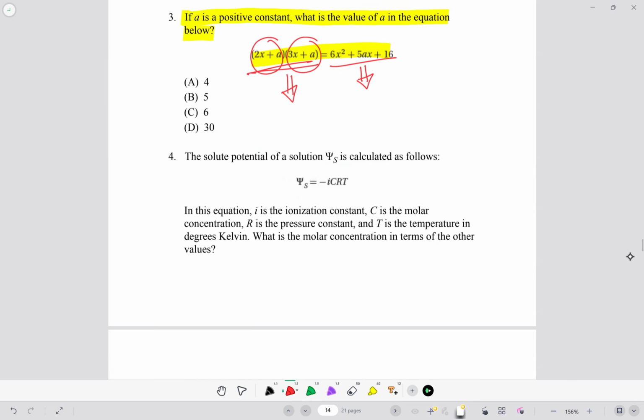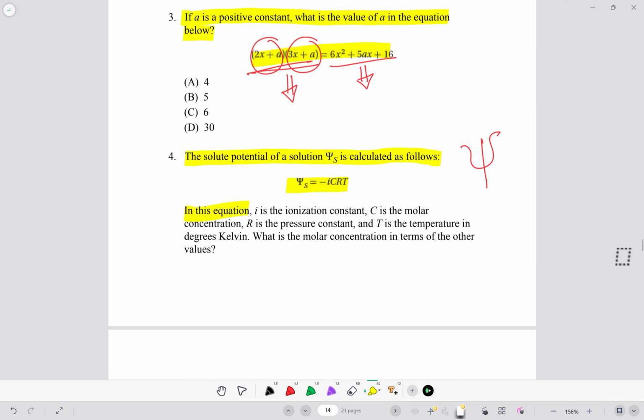As simple as that. The solute potential of a solution, psi s, is calculated as follows. This is called psi. Okay? This Greek letter looks like this. It is called psi. It's a Greek letter, psi.